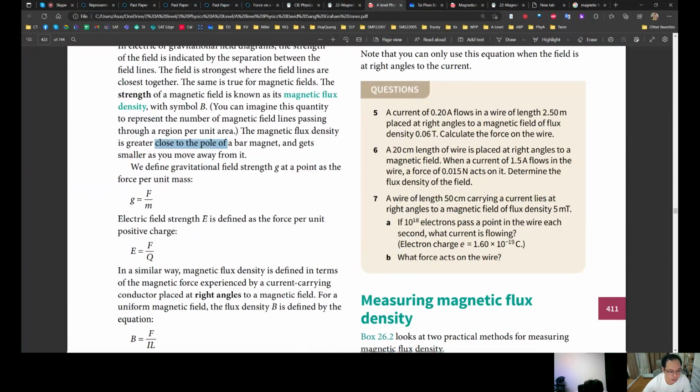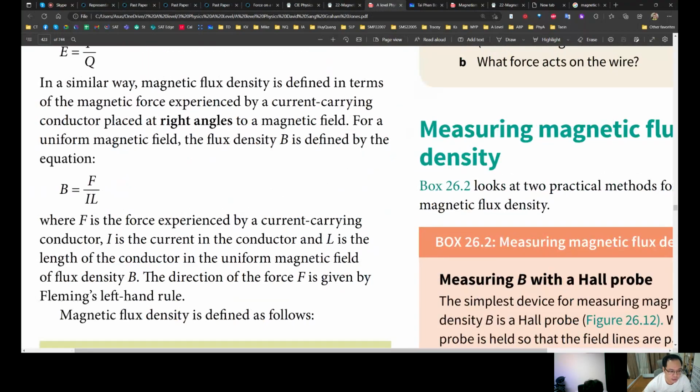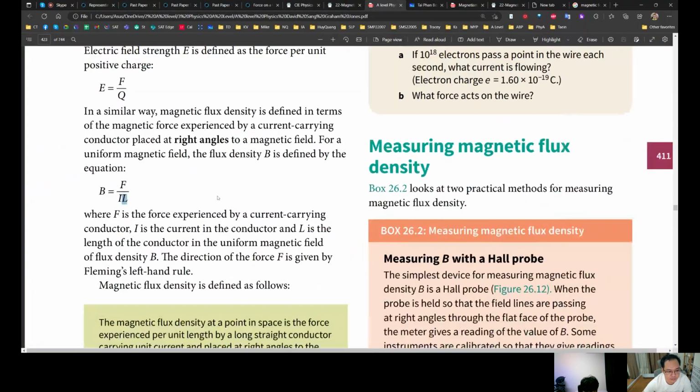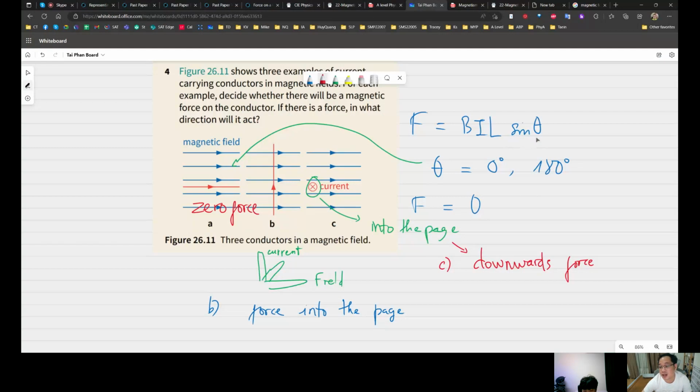So here is what I was talking about: dividing the force by the current and the length. So the flux density is the force acting on 1 ampere running in 1 meter length. So this is the definition: the force experienced per unit length by a straight current conductor carrying unit current, which means 1 ampere, and placed at right angle. Because the equation of magnetic force involves the angle, the sine of that angle.